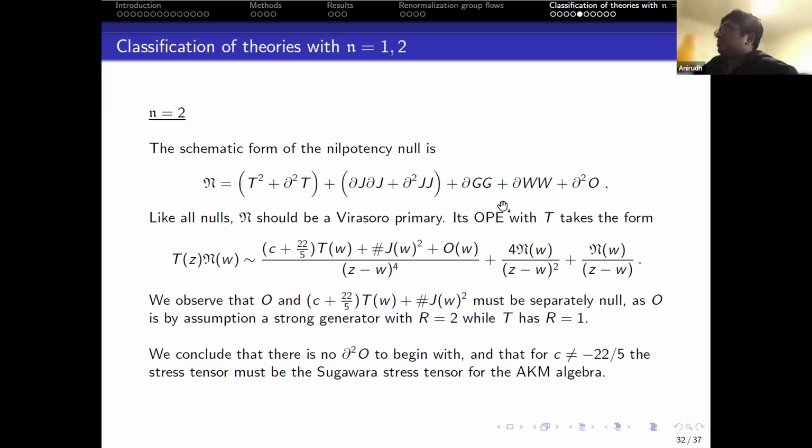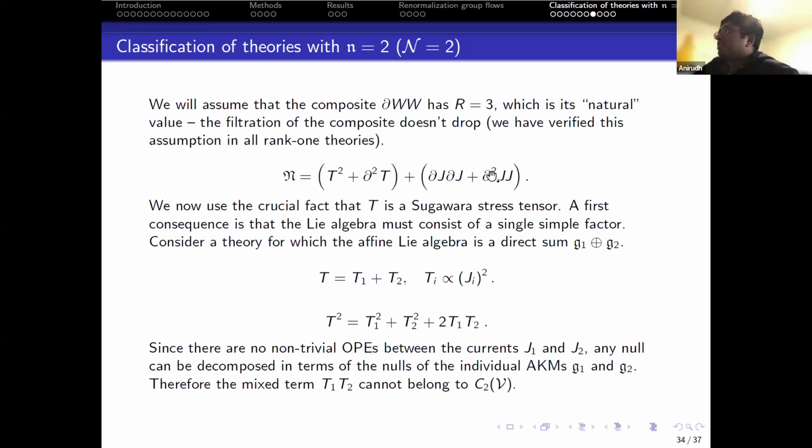So this W generator in itself, we know where it comes from 4D. It has R charge 3/2. And since it was a filtration, the composite can have R charge less than or equal to 3/2 plus 3/2, which is 3. But we'll make a slight assumption that this cannot happen. And indeed, we have checked this assumption for all rank 1 theories. This does not actually happen.